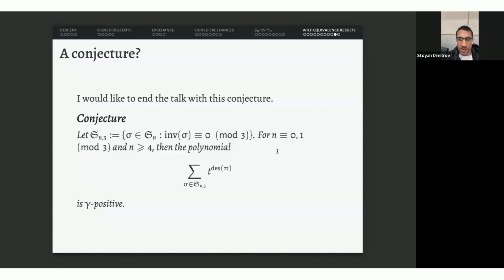Okay. Any other questions for Umesh? Do you have a thing of interfacing it with other statistics like the major index?